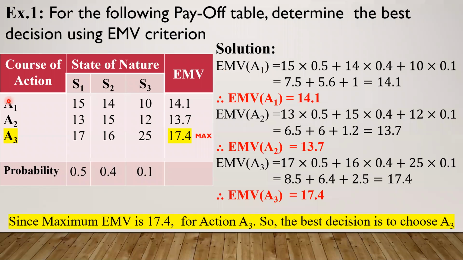So look here, course of action A1. इसमें आप देखिए, you have to multiply the probabilities and the payoffs and then take the sum. So see what I'm going to do.